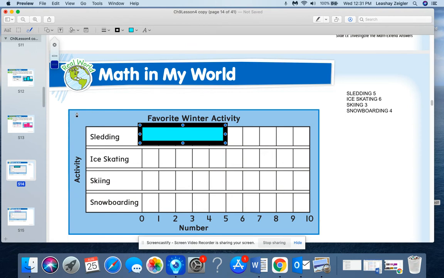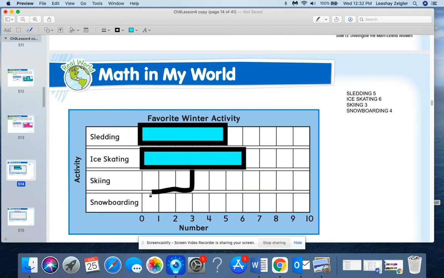And when you look at this, remember this is a horizontal. Our data's going side to side. That's a horizontal, just like the horizon of the sun. Ice skating is 6. So we're going to go down to our number 6. That's where we're going to start out for our ice skaters. We had 6 people like ice skating as their favorite winter activity. Okay. And then skiing, we had 3. So skiing goes along here. And we had 3. So I'm going to use my 3, and I'm going to shade in these guys. And then snowboarding would be 4.